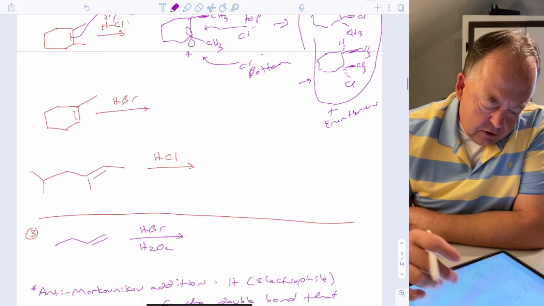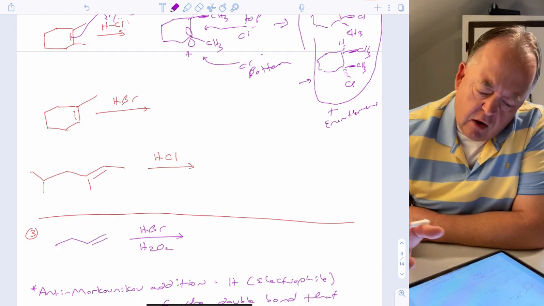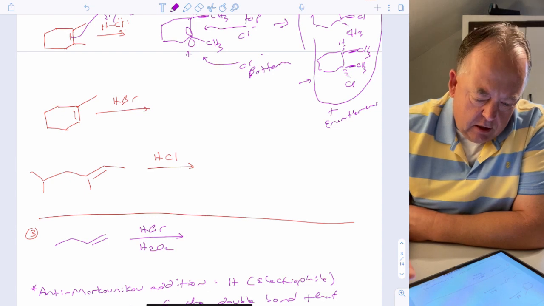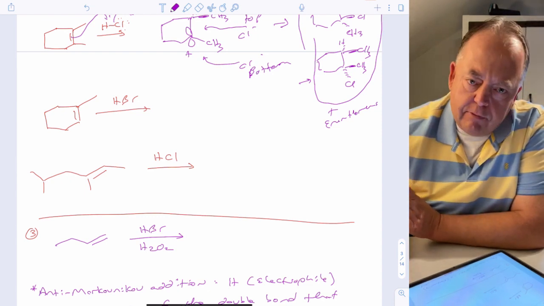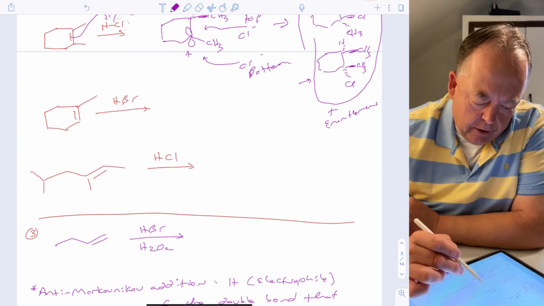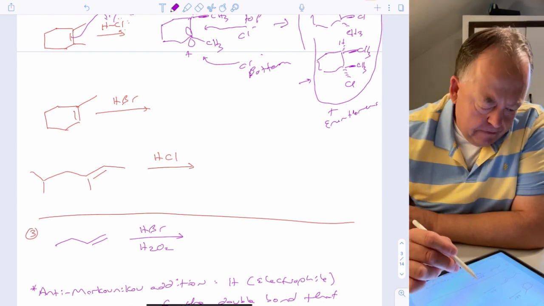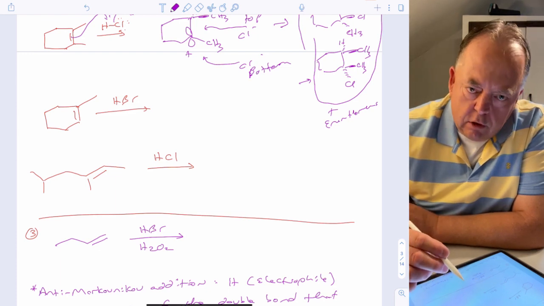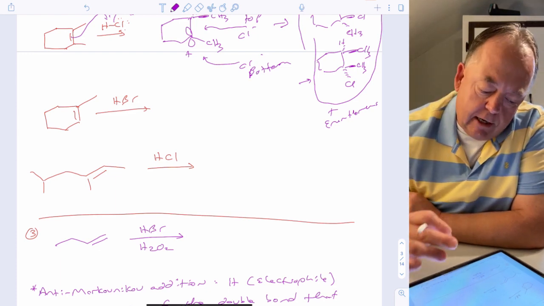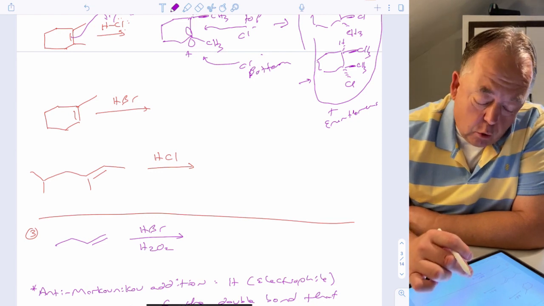Okay, so for these last two, let's just predict the major product. Let's not worry about stereochemistry here, but you want to recognize that you get all possible stereoisomers when you add HCl or HBr. So for this problem, let's just figure out where the hydrogen and the bromine go, or where the hydrogen and the chlorine go.